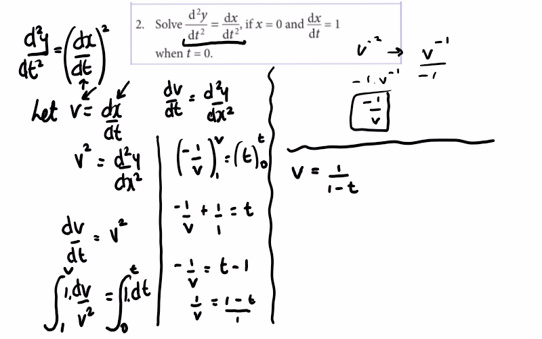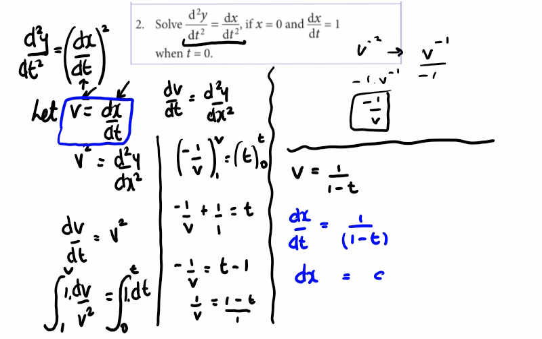What else do we know about v? It's equal to dx/dt. So we can say dx/dt from up here is equal to 1 over 1 minus t. And if we want dx on its own, we would have to multiply by dt. So we're going to get dx equals 1 over 1 minus t dt. And if we integrate both of these, we're told that t is equal to 0, x is equal to 0.